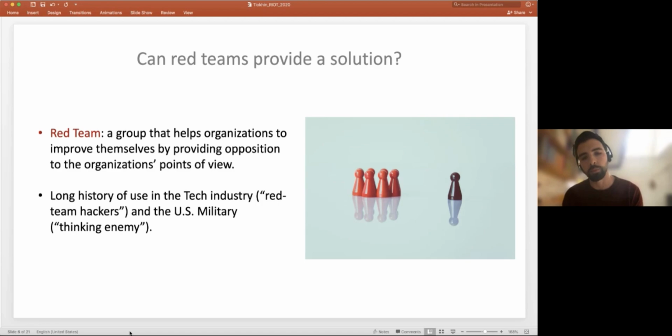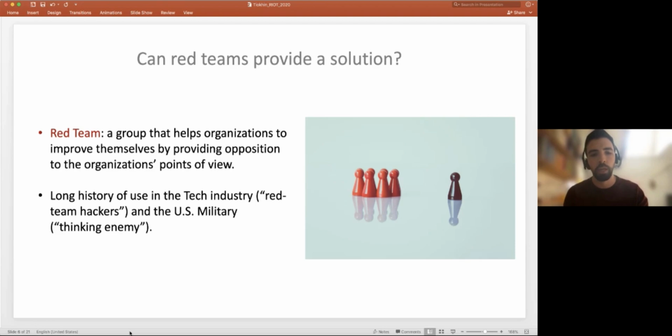And the U.S. military does this in the context of having a thinking enemy. That is, you have a plan of attack or something like this, and you want there to be somebody who is trying to subvert that plan of attack and is trying to sort of beat you in this sort of competition and think ahead of you. And by having a red team do that, you can anticipate what an enemy would do.